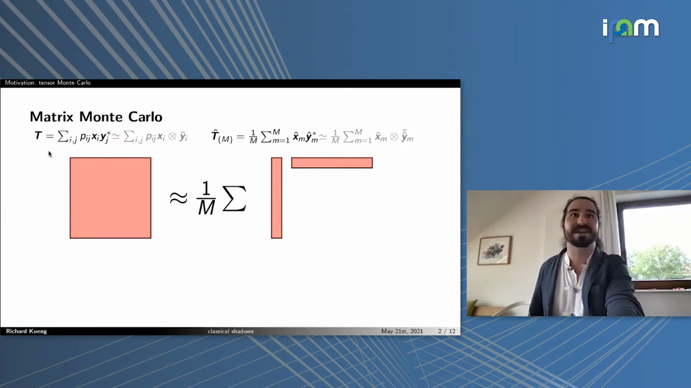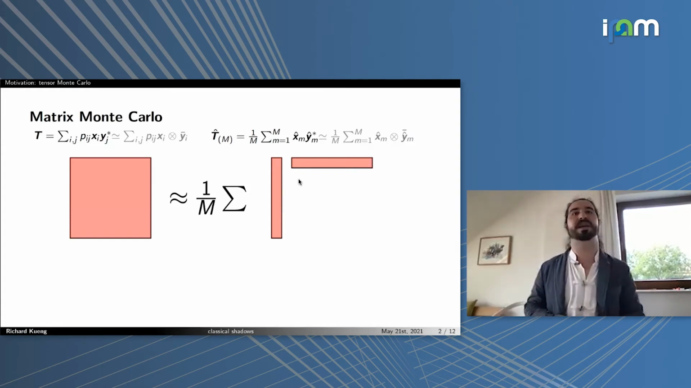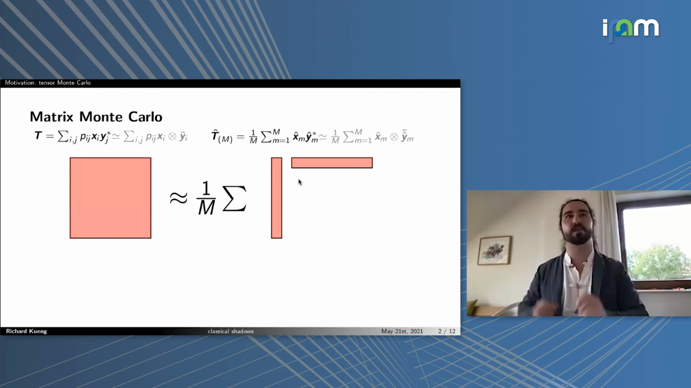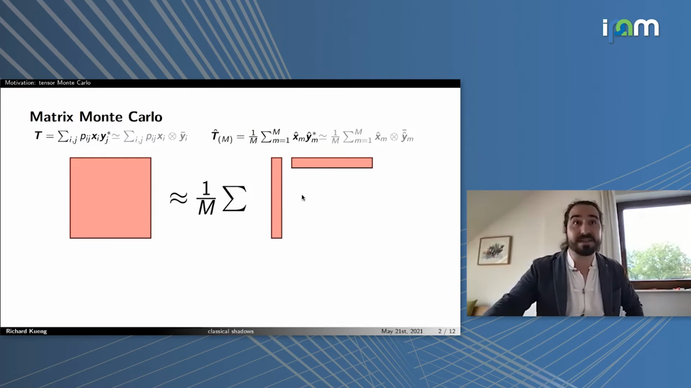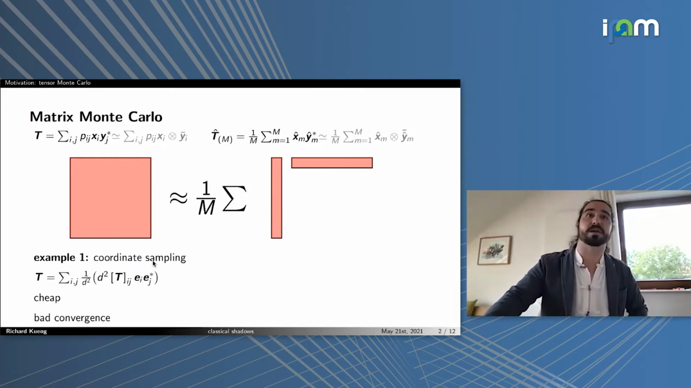And the hope is that there's somehow a sweet spot, that the number of Monte Carlo samples I need is smaller than the complexity of the overall matrix. And then I can use advantageous structure in the factors to have a simpler, more resource efficient approximation of my matrix. The most basic and cheapest variant thereof is simply coordinate sampling. That's really cheap. I just introduce an arbitrary factor of 1 over dimension squared, which I correct afterwards. Here's just a matrix element.